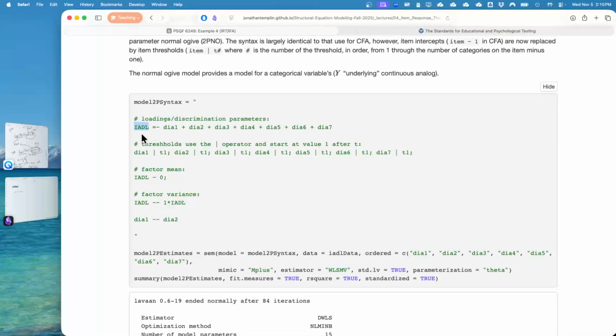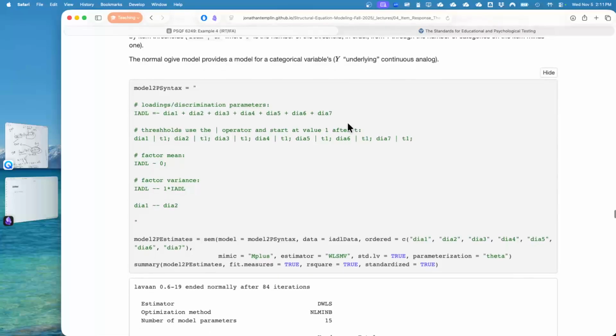If you wanted to define a latent variable, it's equal tilde. Remember that? And then you put your observed variables with a plus in between. What did I say last time, though? I don't like this. This is not the sum of those items. It's shorthand. Okay? If you want to refer to thresholds ever, you actually have to use a little bit different syntax. So let me come back to this in just a bit.